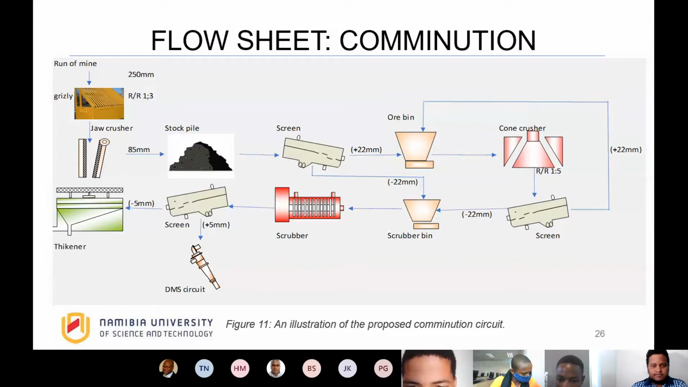Particles lower than 22 millimeters will be sent to a scrubber bin. The scrubber bin feeds the scrubber. Since the scrubber is sort of a screen, in this flow sheet we just put a screen to show that the scrubber removes the fines, and the fines go to the thickener, and the other material, which is more than 5 millimeters, feeds the DMS circuit. Yeah, and that's basically the flow sheet for the comminution.